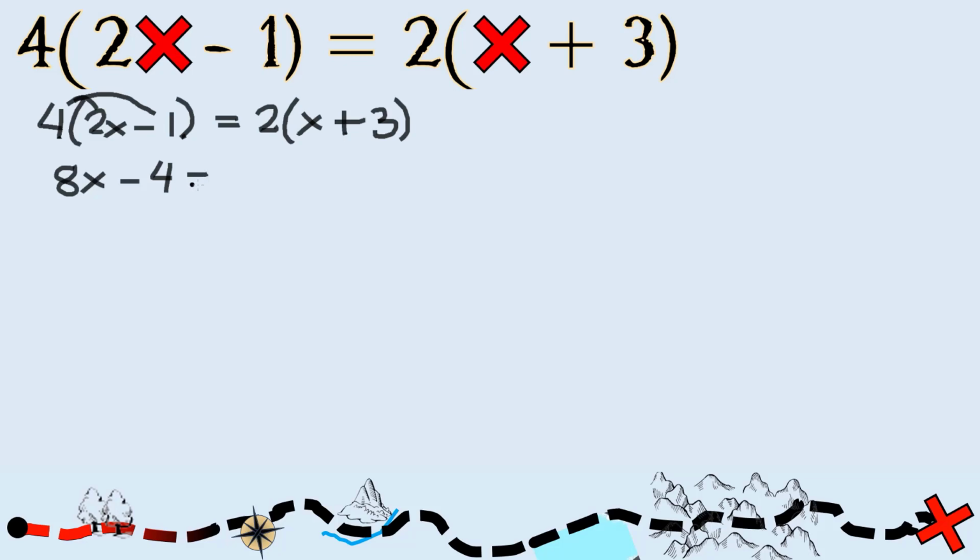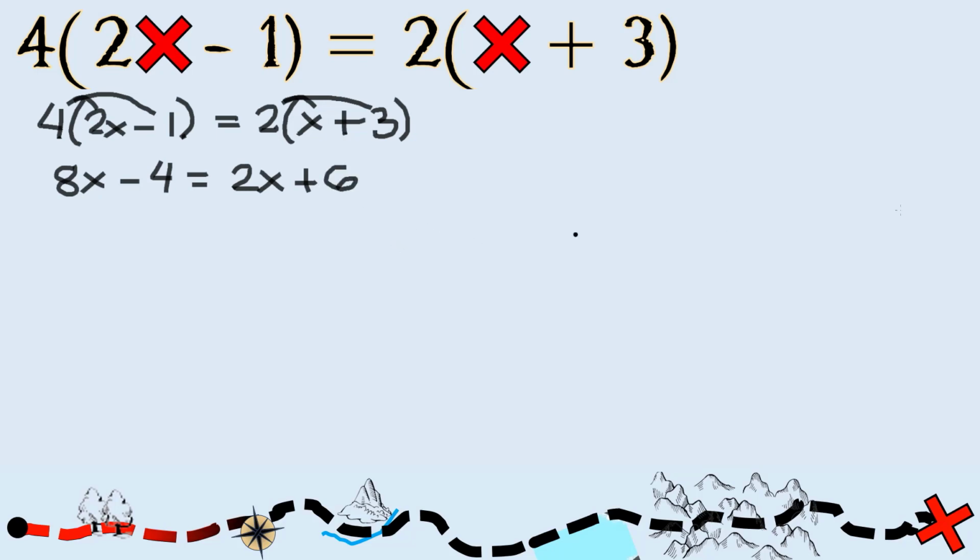On the other side, we also need to distribute the coefficient 2 to x and 3. Of course, by the distributive property, that's multiplication. 2 times x is 2x, and then 2 times 3 is positive 6.